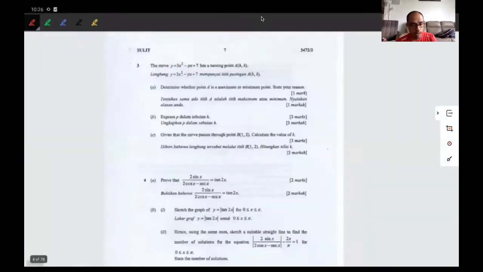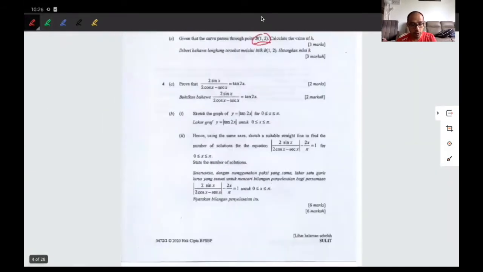Okay, all right. Number 4, prove that 2 sine x over 2 cos x minus secant x equals tangent 2x. So obviously we have to prove from the left to the right. Okay, so we're going to start with 2 sine x over 2 cos x minus secant x.